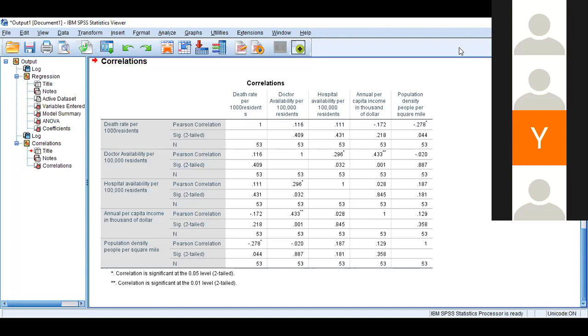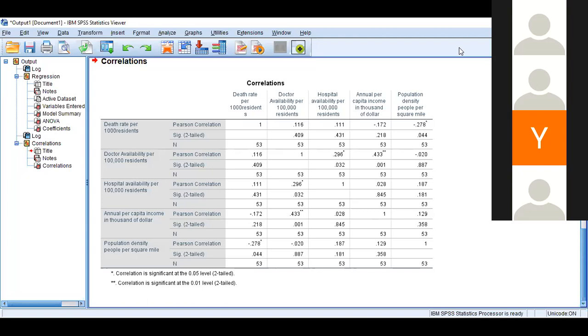And that is why we are seeing the result in the opposite direction now. Can you see? That's what brought doctor availability not in the right direction, hospital availability not in the right direction, population density not in the right direction. What we are just saying now can explain all those things. So the only one that makes sense is the per capita income, because it is in the opposite direction, a negative correlation with death rate.